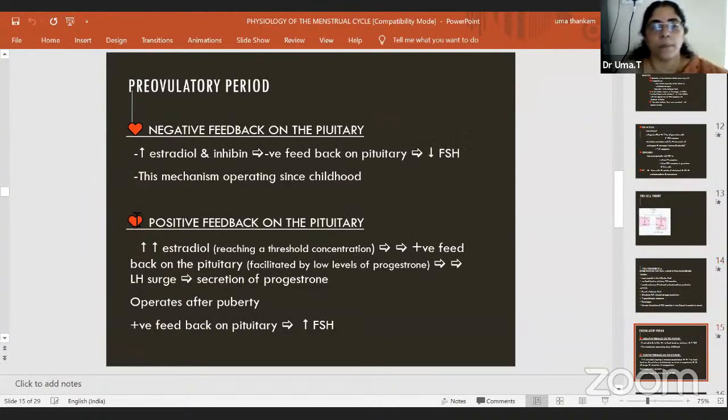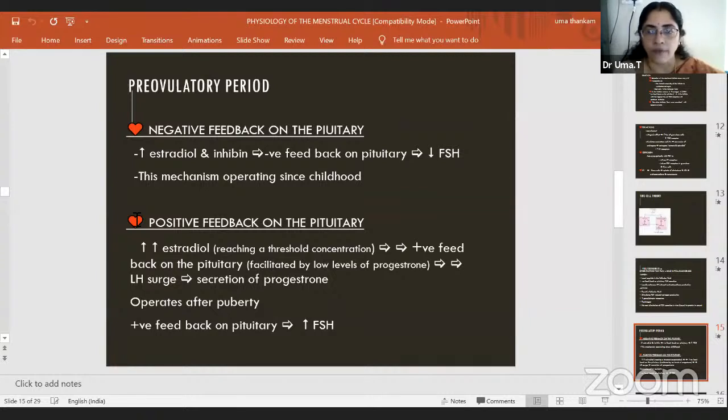So, what happens in the pre-ovulatory period? In the first half of the menstrual cycle, there is a cohort of follicles developing. These follicles develop FSH receptors, and under the influence of FSH, more FSH receptors are produced, and they also produce estrogen, and these cells develop. By the 5th to 7th day, they decide which follicle has to develop, and the rest of them undergo atresia.